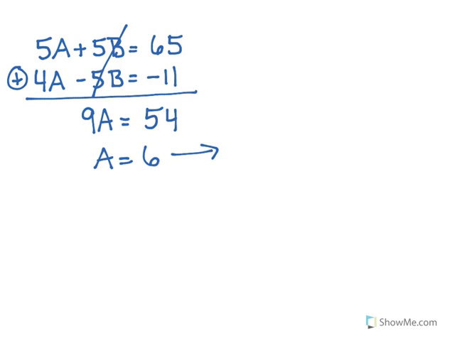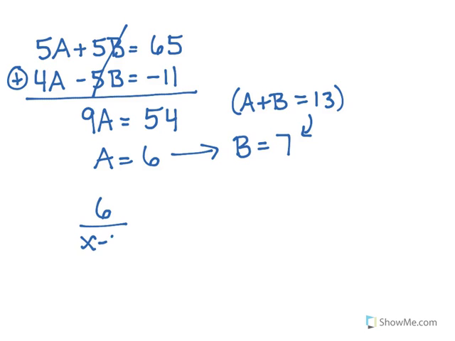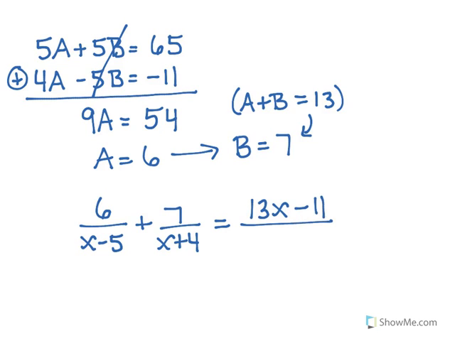Since a is 6, that means b must be 7, because we had a plus b was equal to 13. That's how I figured this guy out. So the answer to this problem, so the answer will be a over its factor, x minus 5, plus b over its factor, x plus 4. This is equal to 13x minus 11 over x squared minus x minus 20. So this is the decomposition.